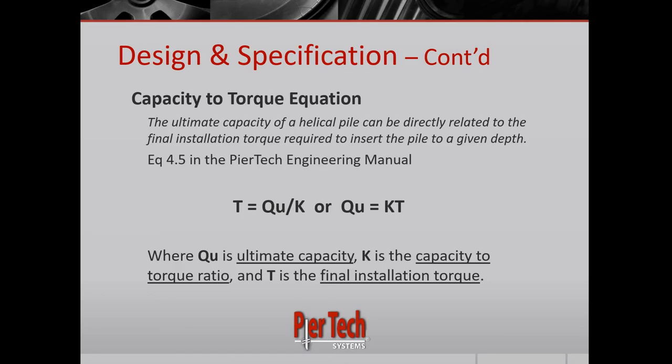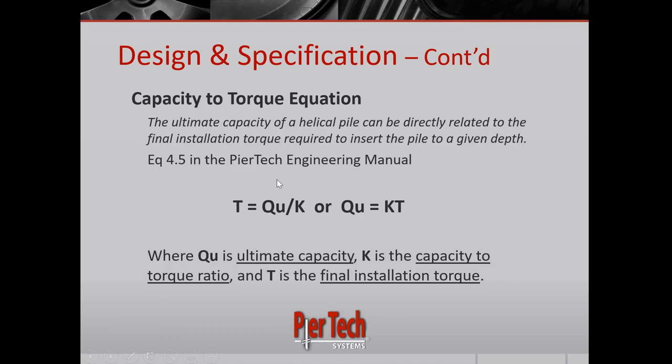The capacity to torque relationship is an empirical formula that has been derived from hundreds of load tests that have been done on helical piers all across the world. So it relates the ultimate capacity of the helical pile directly to the final installation torque required to insert that pile to a given depth. This equation can be found in 4.5 of our engineering manual, and we've got about a 2.5-page write-up that goes more in depth about how the formula was developed.